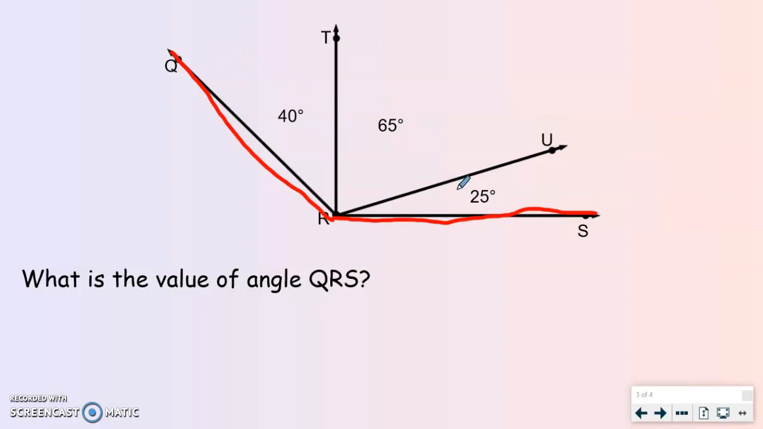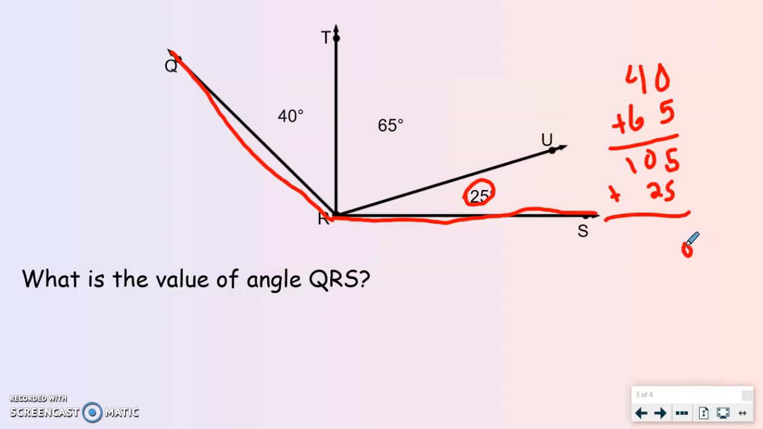So I need all these measurements, so 40 plus 65. That's going to give me 0 plus 5 is 5, 4 plus 6 is 10. So far I'm up to 105 degrees. So I've added angles QRT and TRU, and I still need to add that last little bit. So I'm going to add 25 for angle URS. Now my total is going to be 1 plus 2 is 3, bring down the 1, 130 degrees.